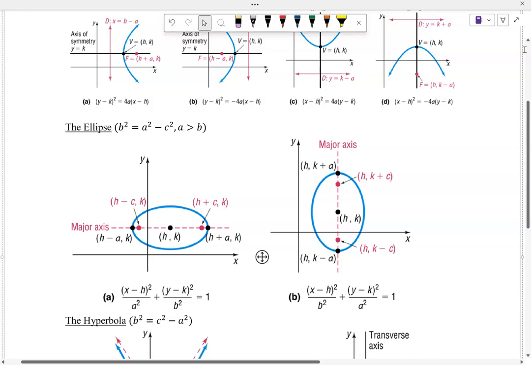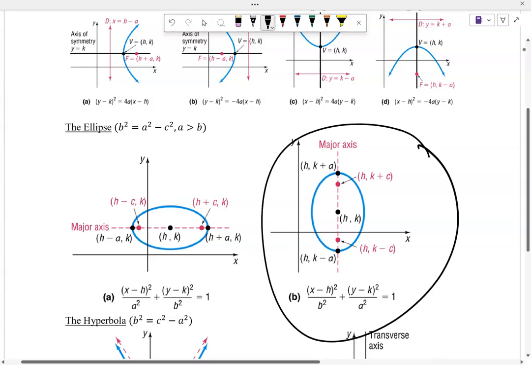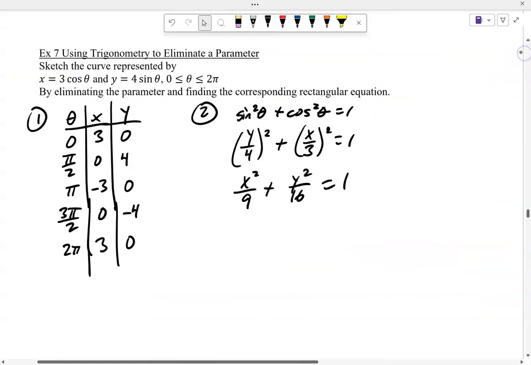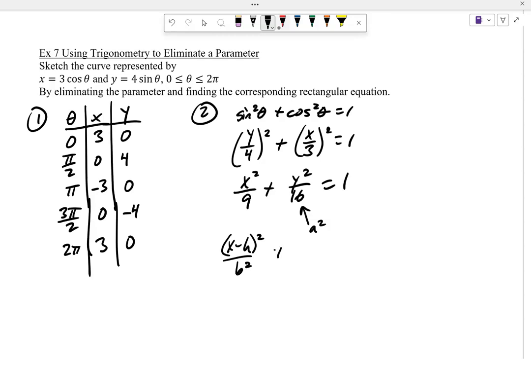A is always bigger than B, and so your major axis is vertical, right? So it's this one right here. Your A number is bigger. Your A is bigger than your B, right? So let me go back here. So right here, that's your A squared, right? And so this is an ellipse. It's centered at, let me go ahead and write it this way. Centered at h, k.